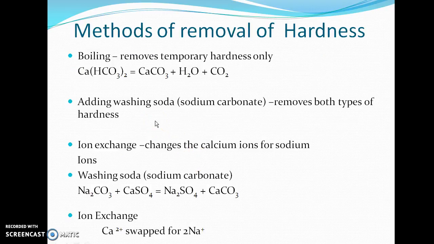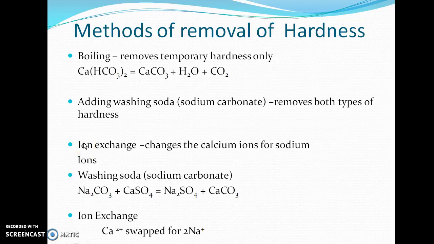So the methods used for removal of the hardness, both temporary and permanent hardness. The temporary hardness is removed only by the process of boiling. It shows the reaction, the decomposition of the bicarbonates. Now the permanent hardness can be removed by using external methods, that is by using washing soda, which removes both types, temporary and permanent hardness.